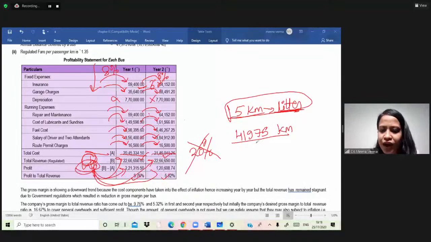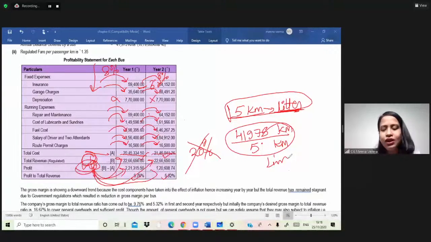Okay, so if we divide by 5 kilometer, we will get the total liter. The total fuel in liter required per annum, the total fuel in liter required in the entire year, we will get that value. And then we will multiply the total liter with the cost per liter. It is given in the question. I think it is 60. I'm not sure, let me see that. The fuel cost is 60. I hope it is 60.